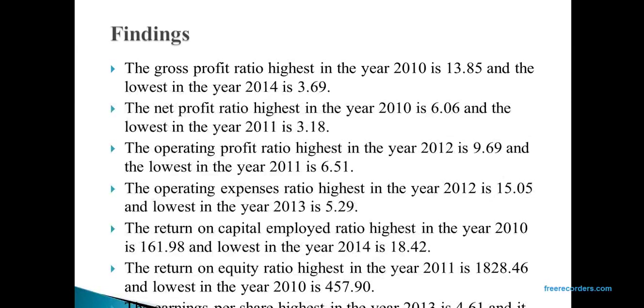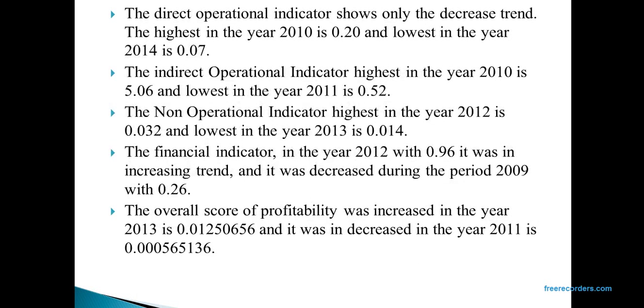The return on capital employed ratio is highest in the year 2010 at 161.98 and lowest in the year 2014 at 18.42. The return on equity ratio is highest in the year 2011 at 18.2846 and lowest in the year 2010 at 457.19. The direct operational indicator shows only a decreased trend. The highest is in the year 2010 at 0.20 and the lowest in the year 2014 at 0.7.